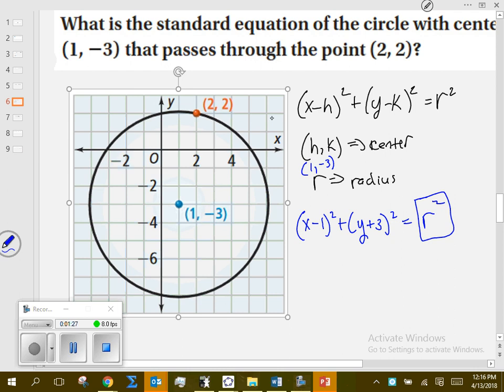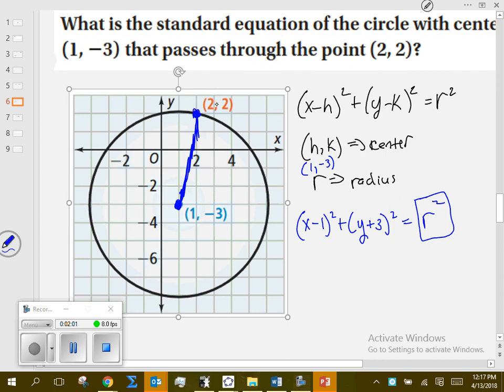When they provide you a point on your circle, they want you to use the distance formula to find your radius, because counting will probably mislead you in regards to what your radius really should be. So in this case, we're going to want to use the distance formula between that point there and that point there. We want to find that segment. Would you guys agree that that's r?